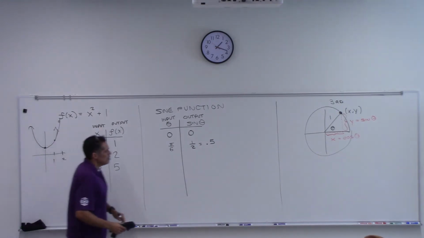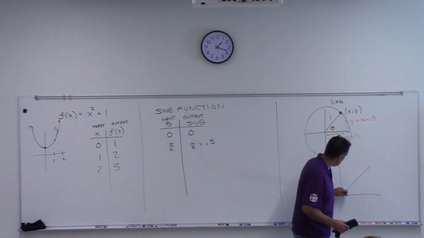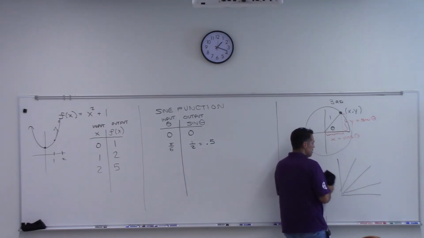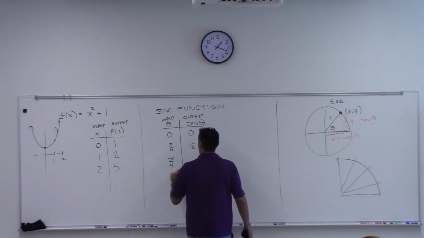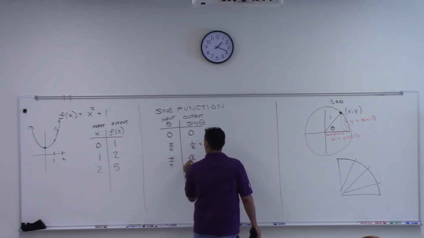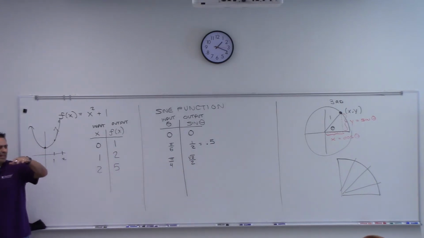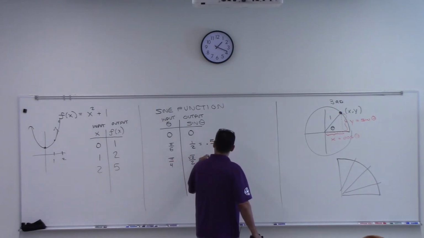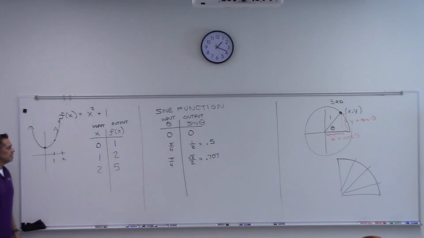What's the next angle that we're familiar with? Pi over 4. I'm looking at these common angles: we have the 45 here, there's the 30 degrees, there's the 60. So we already did pi over 6, now we're doing pi over 4. And what's the output there? Root 2 over 2. What is that on your calculator? Can someone do that for me? What's root 2 over 2? Approximately 0.707. Do y'all get that? Yes? 0.707.